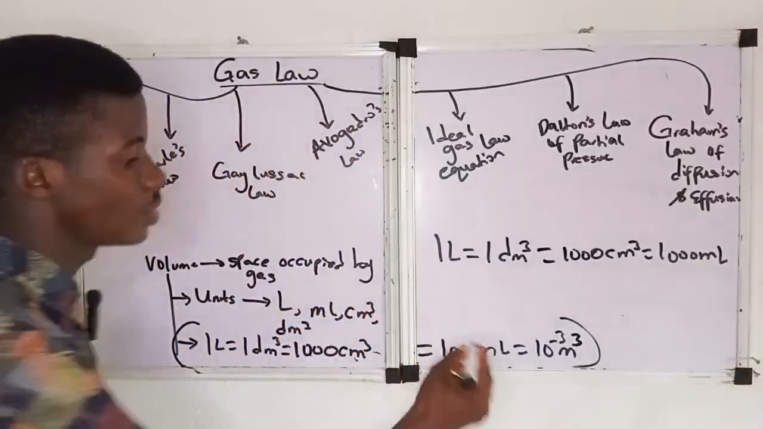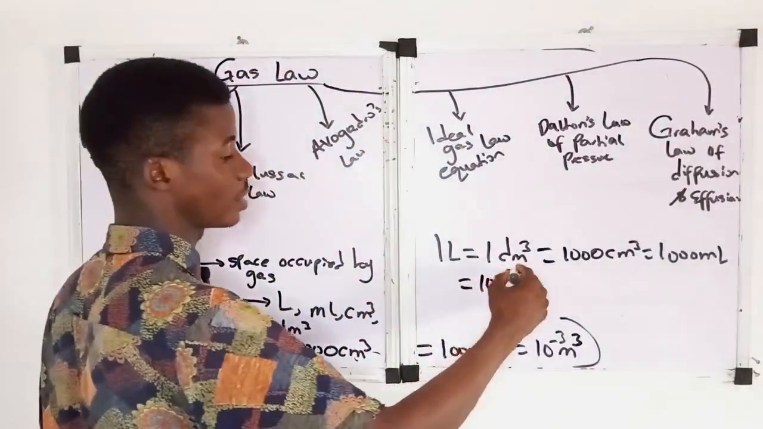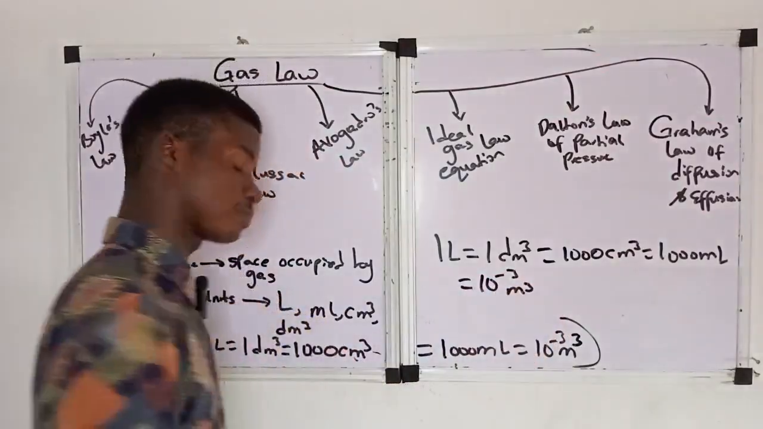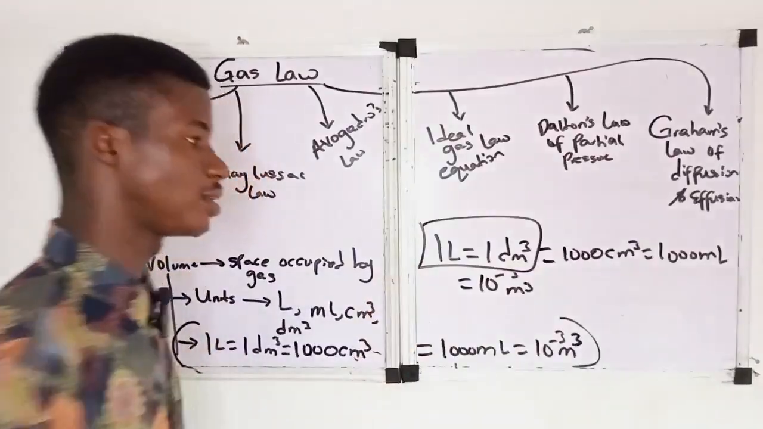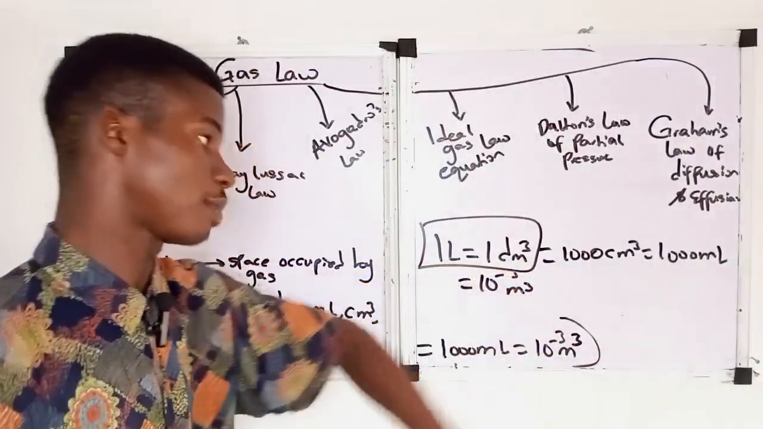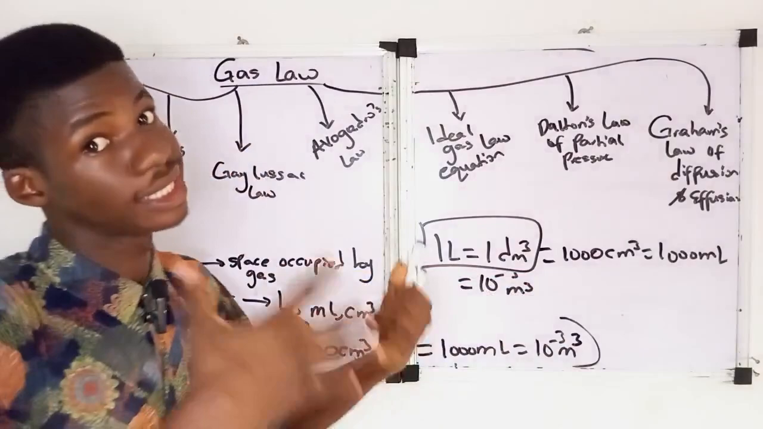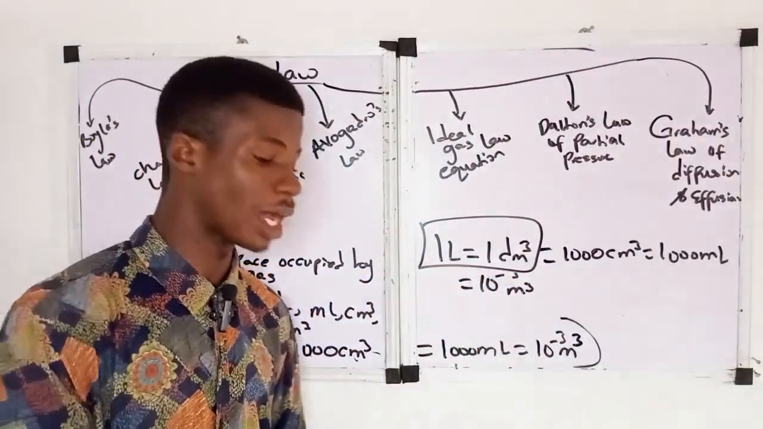Which is equal to 10 to the power minus 3 m cube. Majorly just take note of this. This is very important. But just know that 1 liter is still the same thing as 1 dm cube.